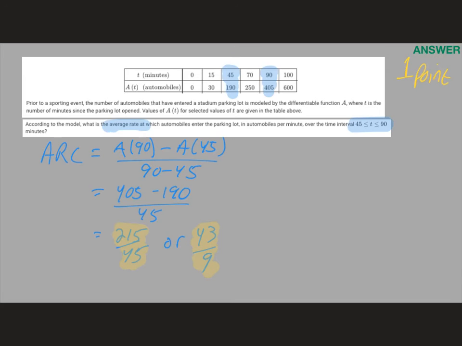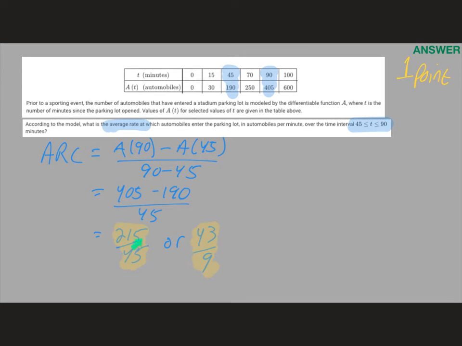Second question, going to be dealing with rates but using a table. According to the model, what is the average rate of change on the interval 45 to 90 seconds? Both of those values are numbers on the table, so the average rate of change is just the slope between those 2 points. Change in A over change in time. You can leave it as this fraction or reduce it down to here.